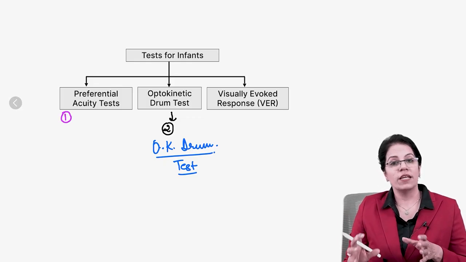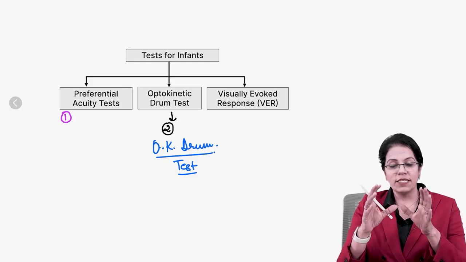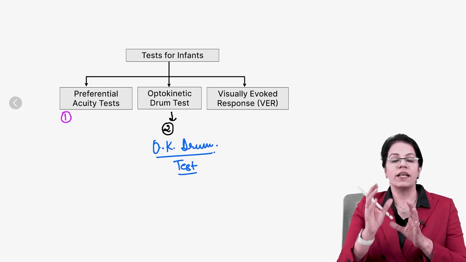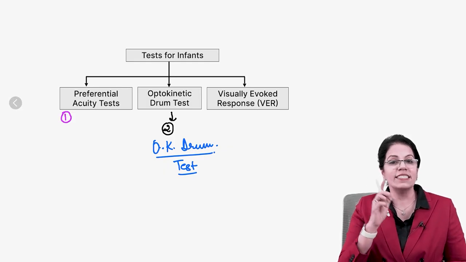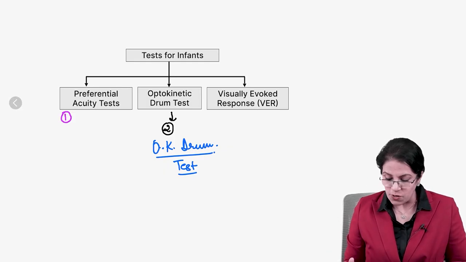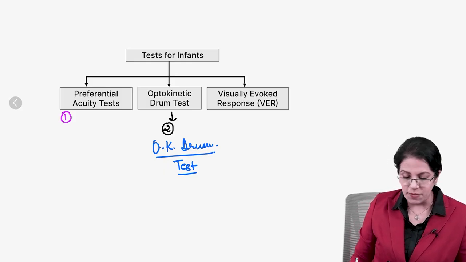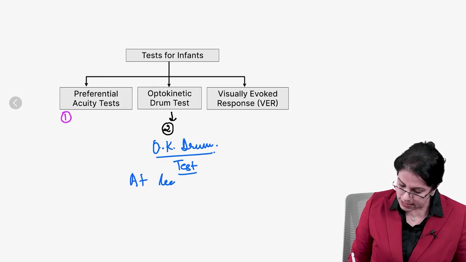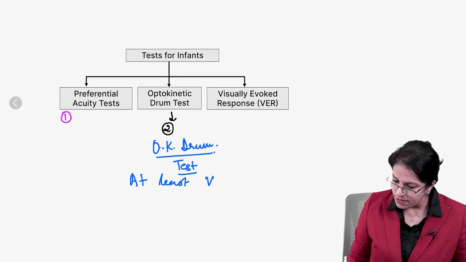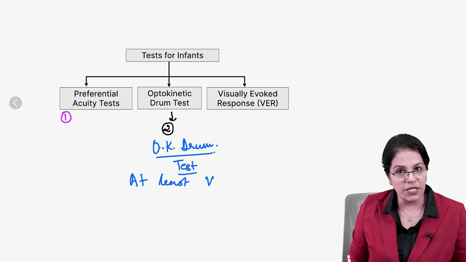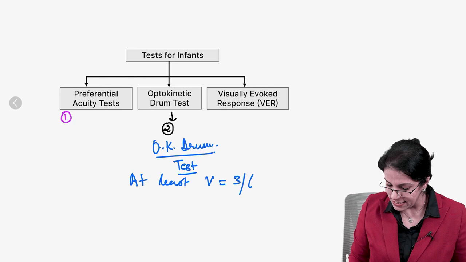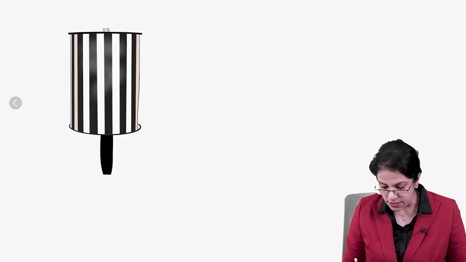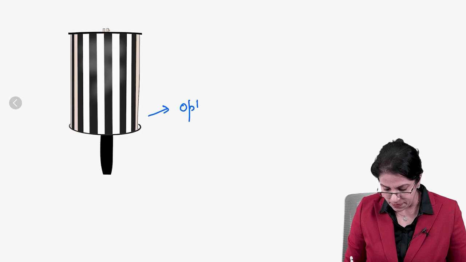What do you do with the OK drum test? You show this child this rotating drum, and if the visual pathway is fine, I can see those movements in his eyes. So presence of optokinetic nystagmus is there. This means that at least this child has a vision of equal to or better than 3/60. So have a look. This is what the optokinetic drum is.